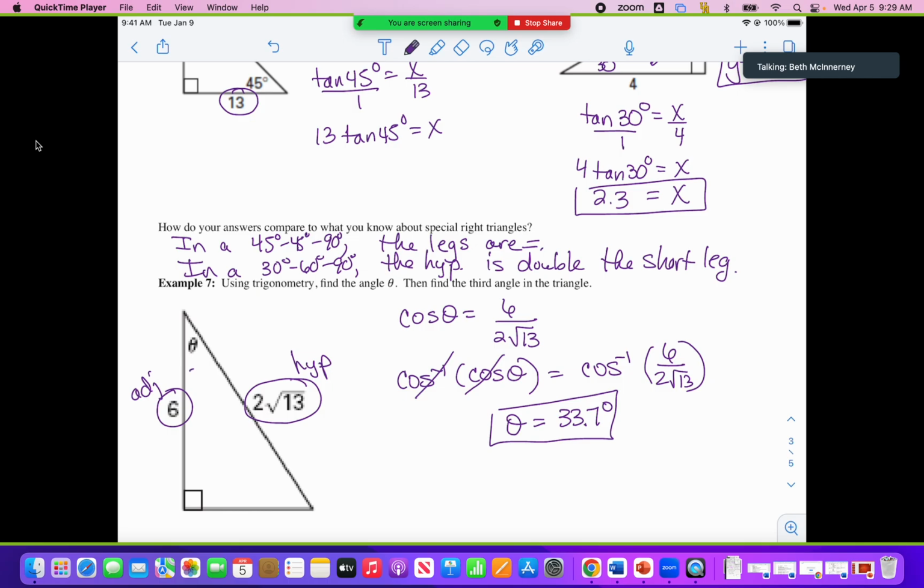So if theta is 33.7 degrees, what's the other angle? How would you figure it out? Okay, both are correct. You could add the 2, subtract from 180, or DP's doing a shortcut. If you know you have a right angle, the other two have to add up to 90. So you could take 90 minus 33.7 to get 56.3. Either way works, okay?